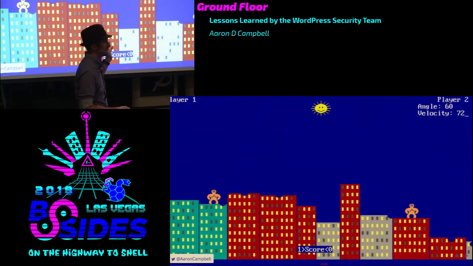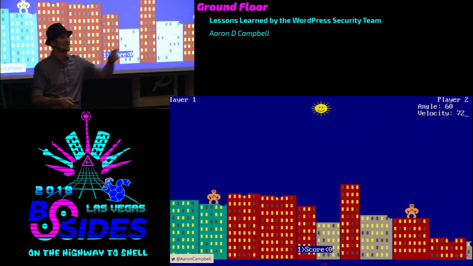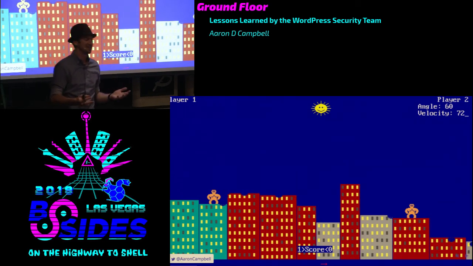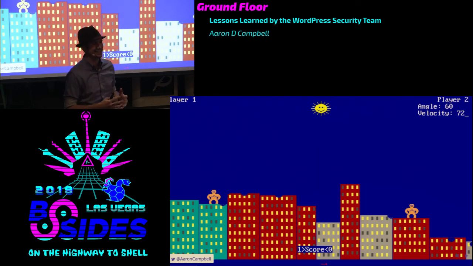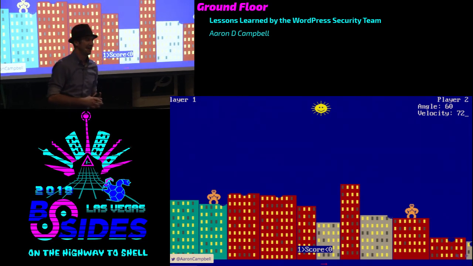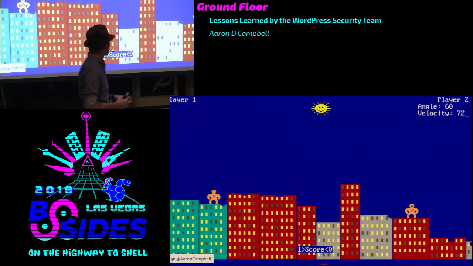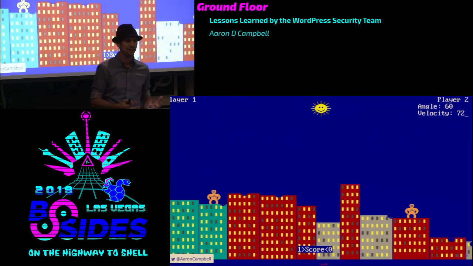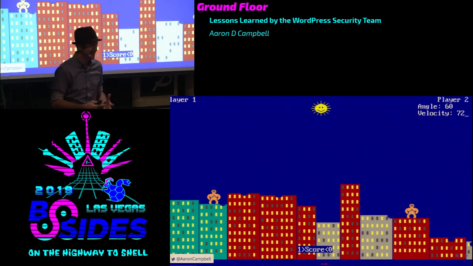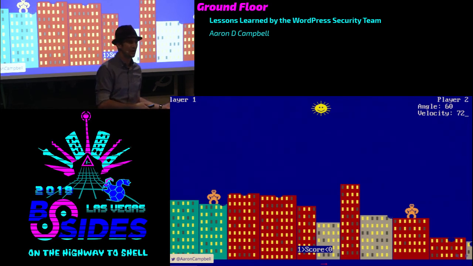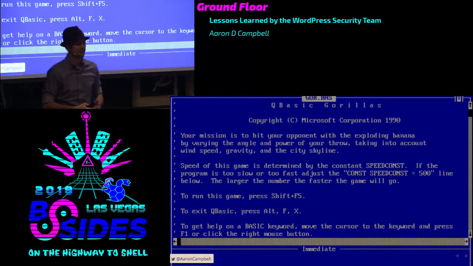Who remembers this game? We got like one person, a couple people. This is Gorillas. It was distributed in 1991 with MS-DOS 5. I was only 9 years old, but I loved this game. I played it constantly, which when you look at it, it's kind of strange because the graphics are terrible and the gameplay was equally terrible. And this was the same time that the Super Nintendo came out, and I had one of those, and it sort of put this to shame. But the thing that kept bringing me back to this game over and over was this.